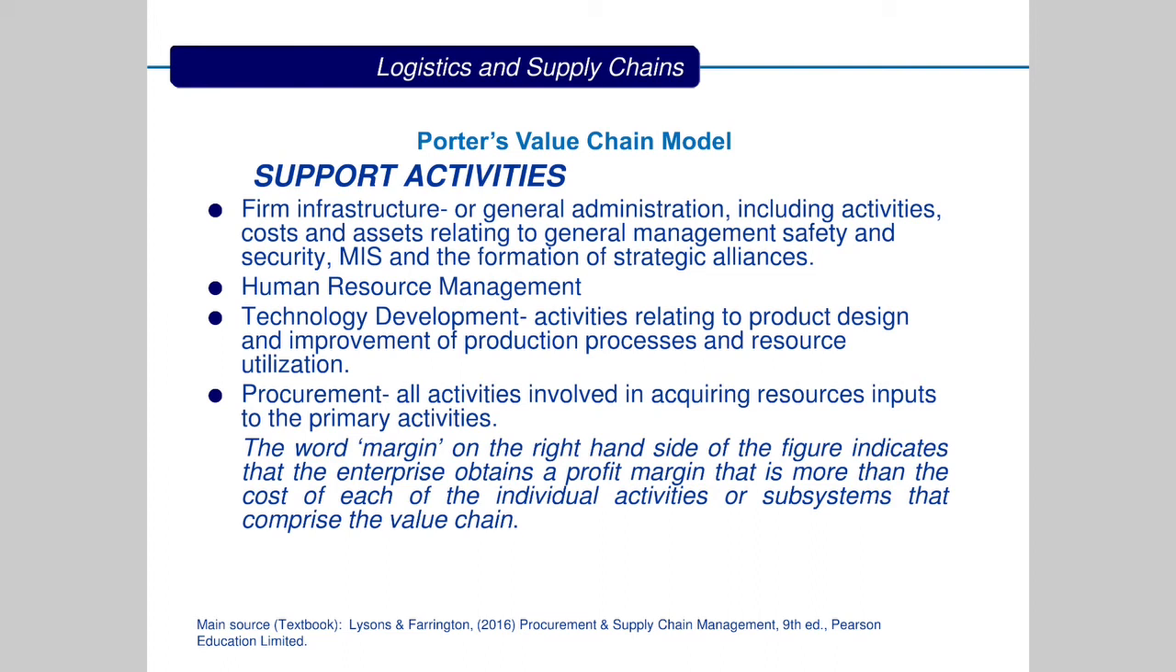Okay, and you have seen in that diagram the margin on the right hand side, and these figures indicate that the enterprise obtains a profit margin after doing primary and support activities, and it should be more than the cost of each of the individual activities. Whatever margin they get, it should cover the cost of the individual activities that they have been doing.